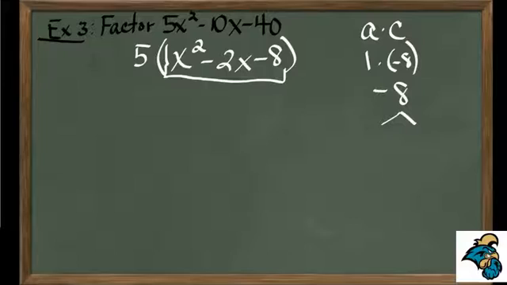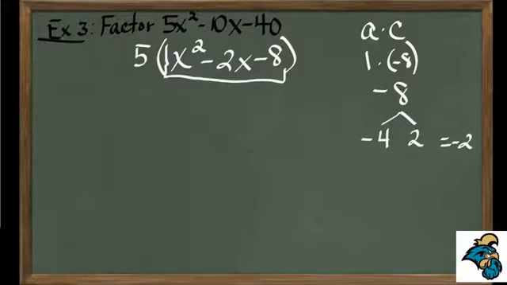I need to look for factors of this negative 8 that add up to my b. In this case, my b is a negative 2, so I want this to equal negative 2. What times what will give me negative 8 and also add up to negative 2? Well, that's a negative 4 and a positive 2.